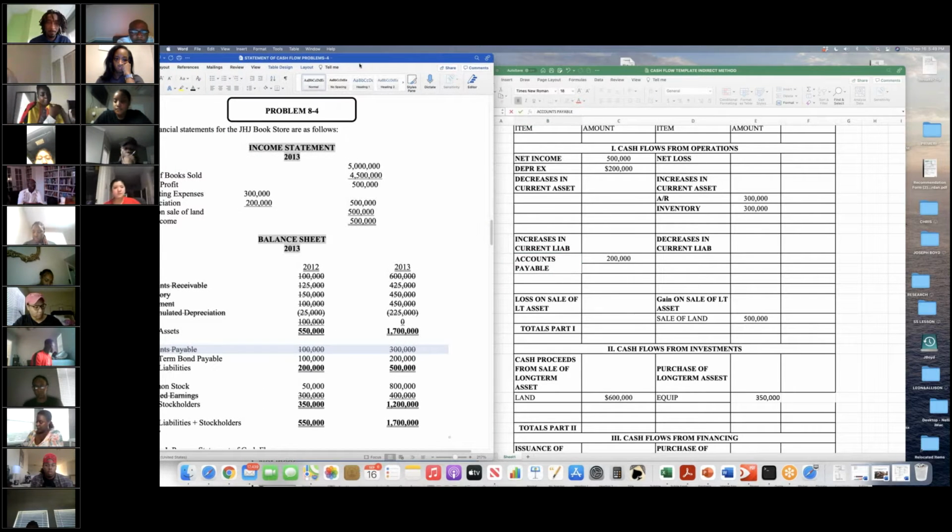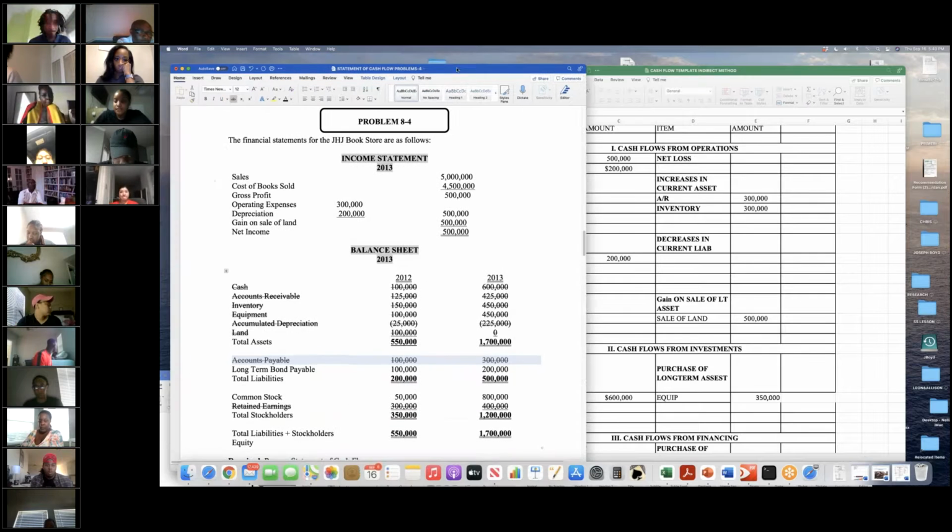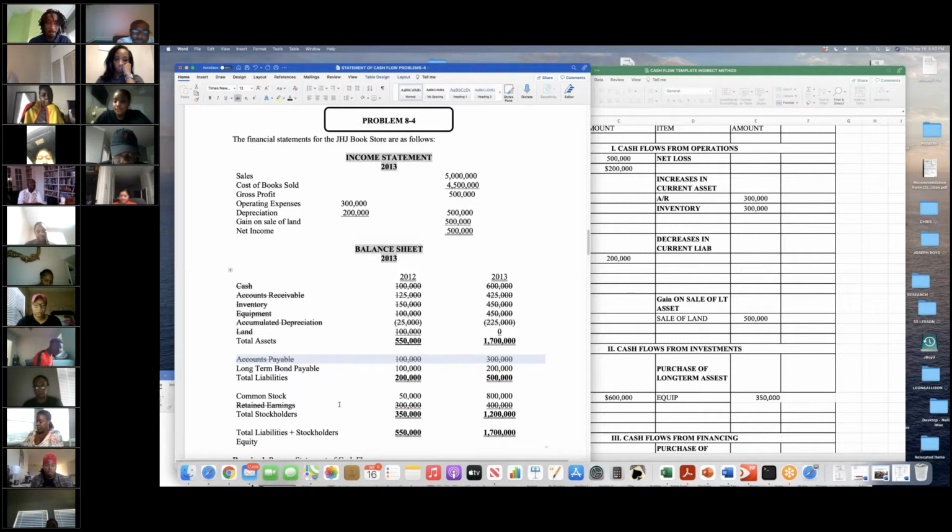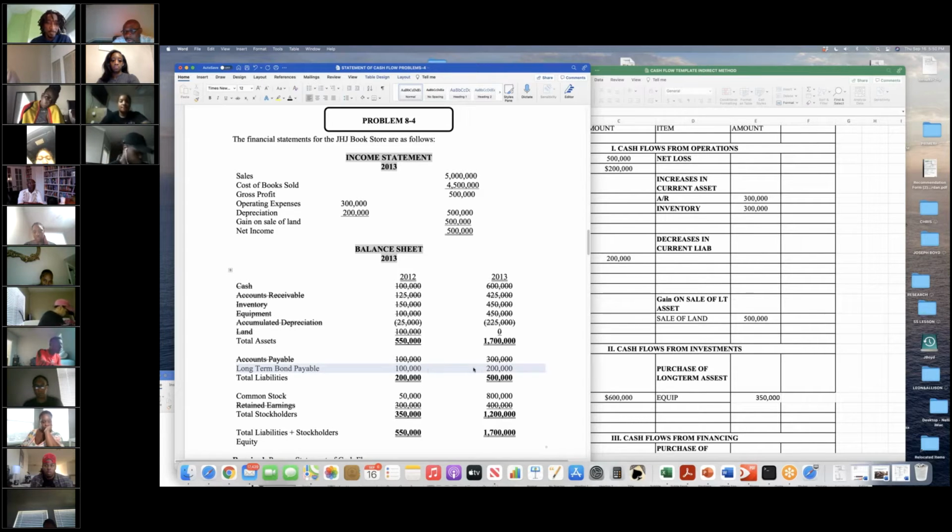Okay, so we're almost to the end. How many accounts do we have left to do? 1, 2, 2 more. So the long-term bond payable, I placed that in part 3. So now we're taking care of the long-term bond.